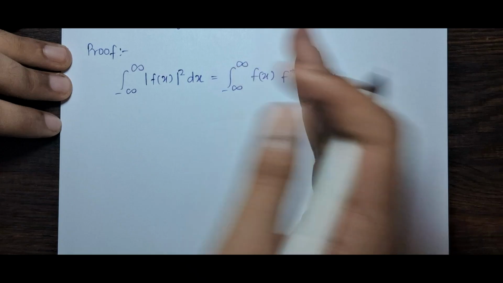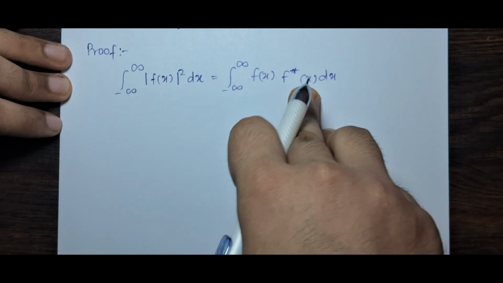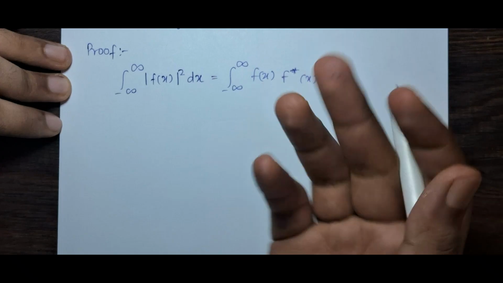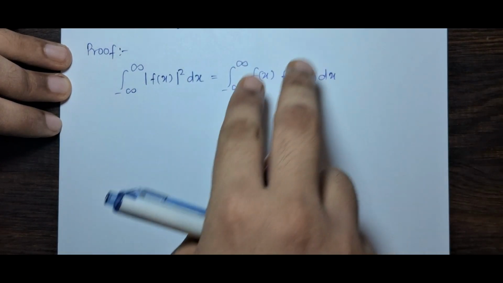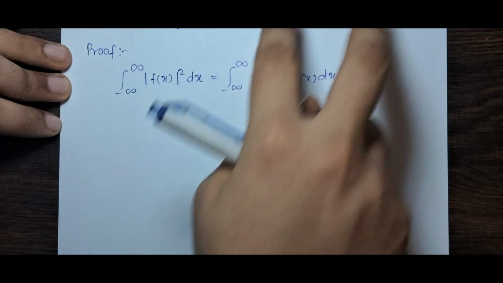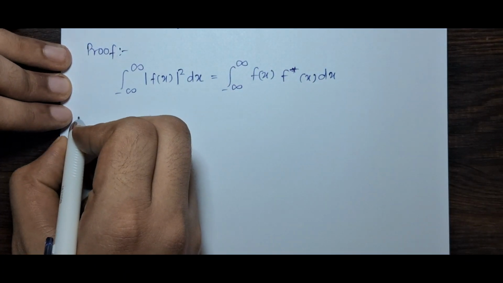Now we basically substitute. What do we substitute? We substitute f of x and f star x, the conjugate of this. Now what exactly is our f of x? This is our f of x. We write this and its conjugate. So I'll just show it to you what exactly I'm talking about.